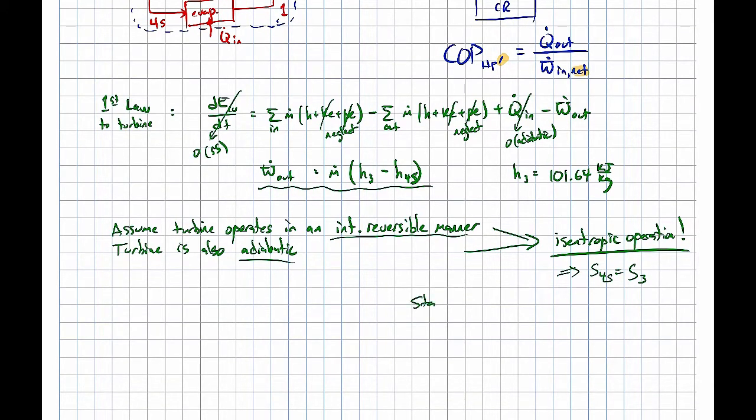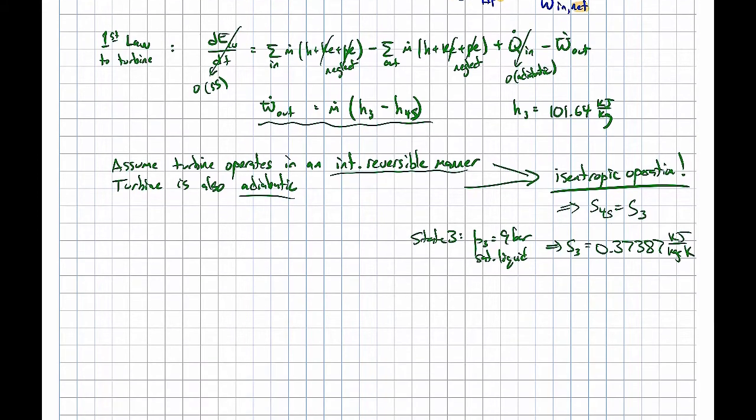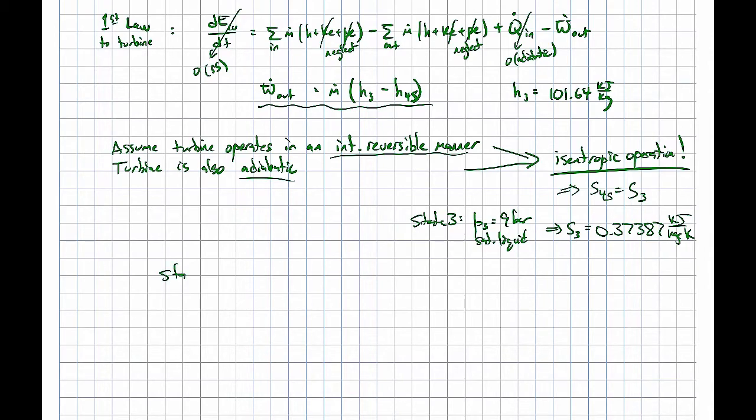So state 3, again, the pressure at 3 was 9 bar. It's a saturated liquid. So we can use the R134A property tables, and that comes out to be 0.37387 kilojoules per kilogram Kelvin. So now we know that at state 4s, S4s is the same as what it is at state 3, so it's 0.37387 kilojoules per kilogram Kelvin.